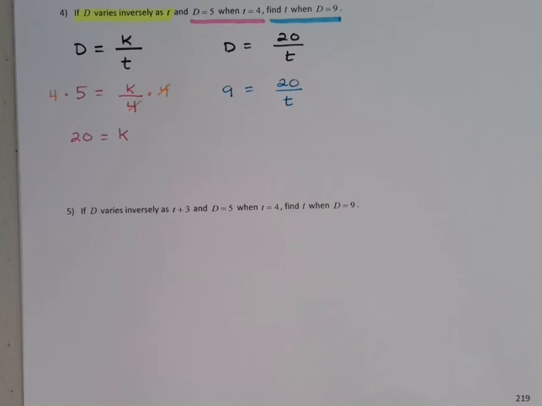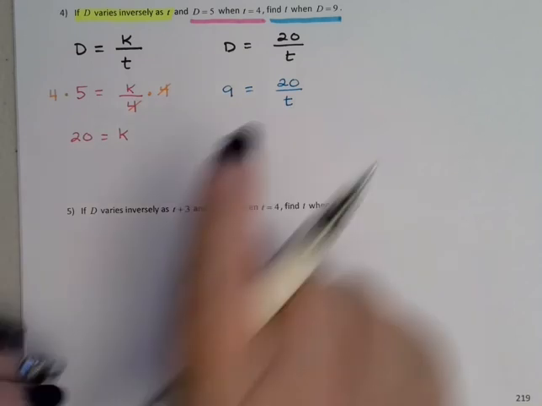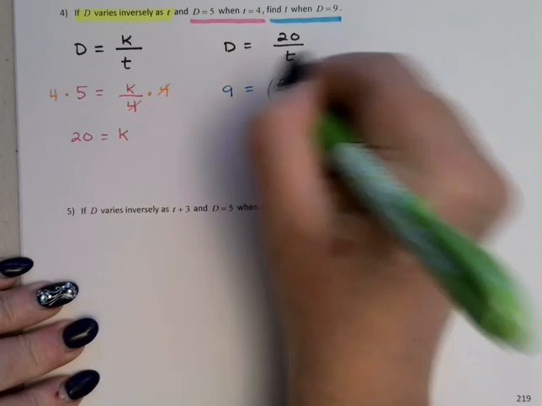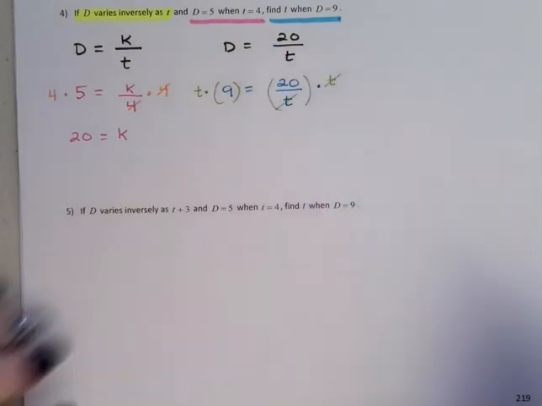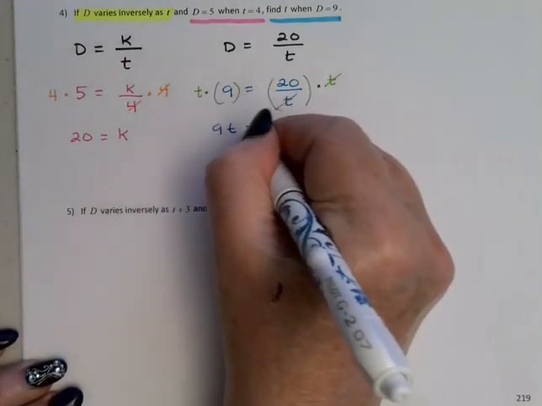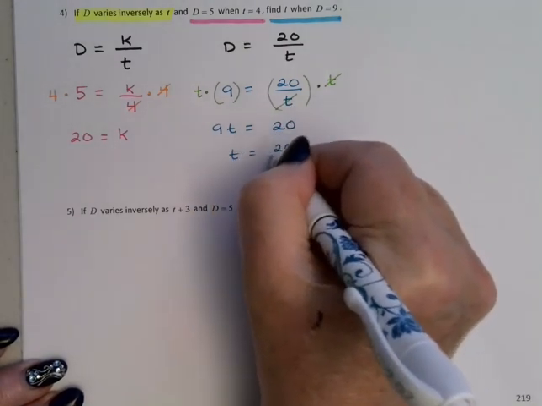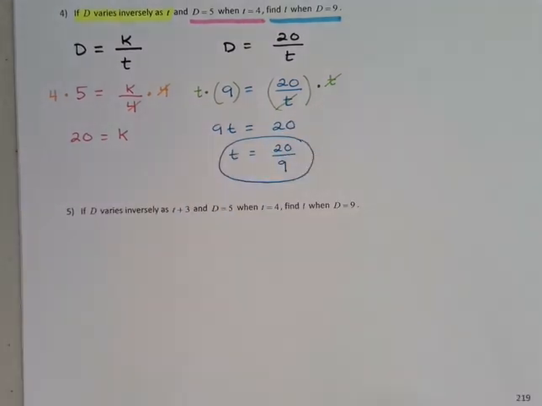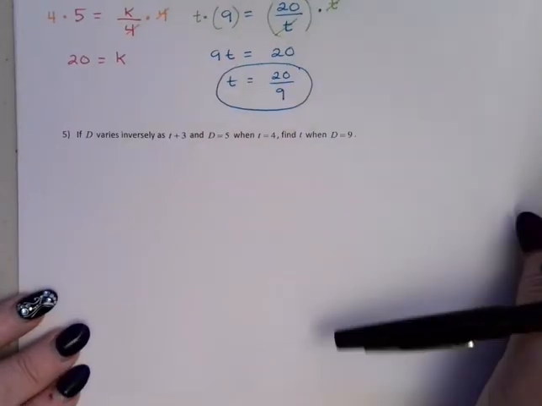And once again, I've got a little rational equation. I'm going to multiply both sides by the LCD, which is t. And that allows me to divide out the t's over there on the right. So I have 9t equals 20. And t is 20 divided by 9. All right, let's try another inverse one.